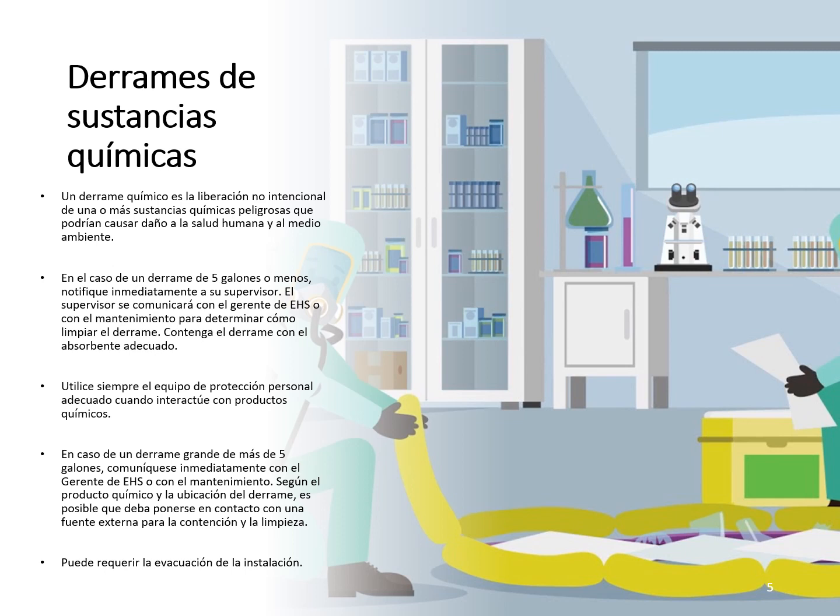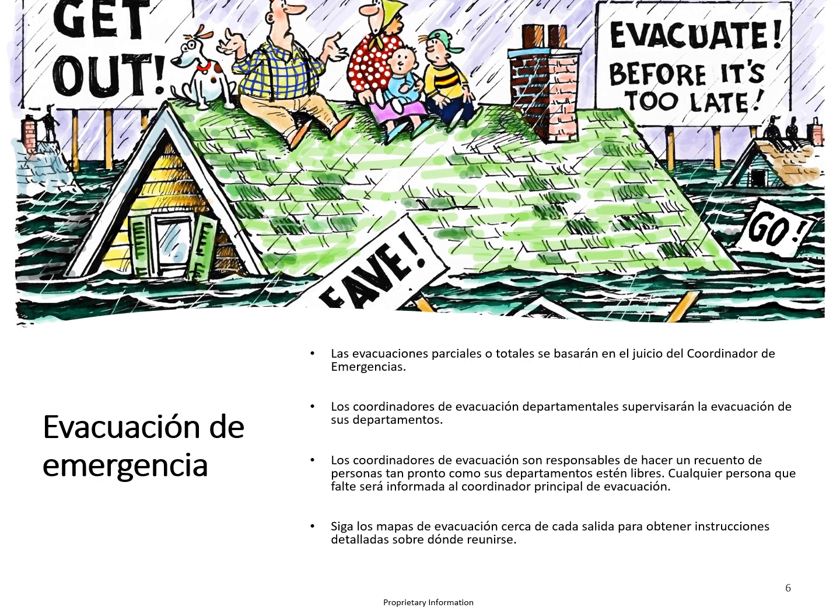In the event of a large spill greater than 5 gallons, immediately contact EHS manager or maintenance. Depending on the chemical and location of the spill, may need to contact an outside source for containment and cleanup. May require the evacuation of the facility. Emergency evacuations can occur at any time and for any reason. Partial or whole evacuations will be based on judgment of emergency coordinator.